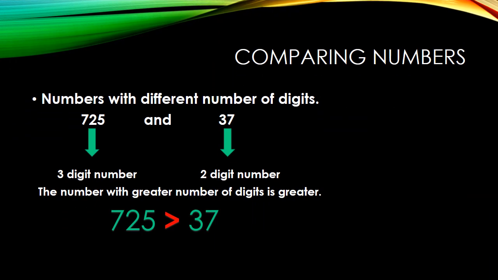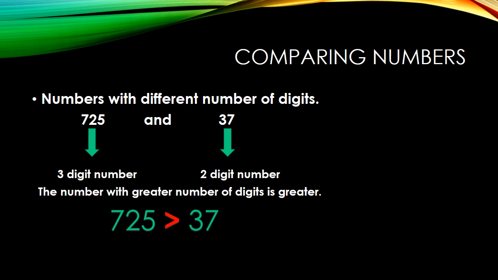Comparing numbers. Children, why do we compare numbers? Yes, we compare numbers to know whether it is greatest or smallest or it is equal. So let us compare the numbers. First step to compare the numbers is to check the number of digits. The number which is having greater number of digits is greater. You can look into the picture.